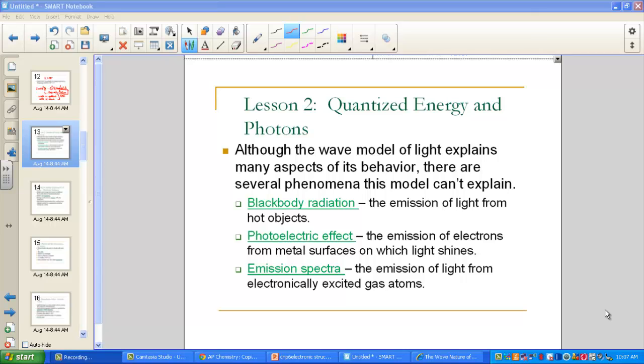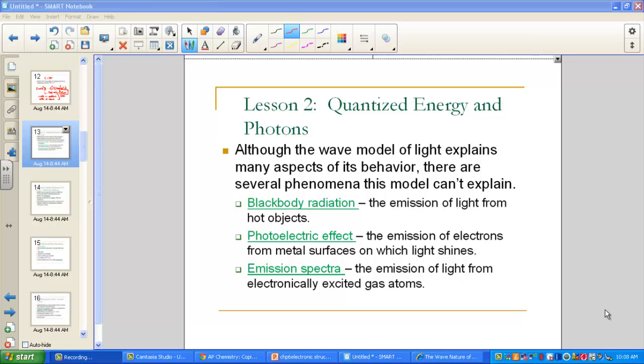In our next lesson, in our chapter on the electronic structure of atoms, we examine quantized energy and photons. The wave model of light explains many aspects of its behavior. There are several phenomena that this model just doesn't explain well. Three of these are particularly pertinent to our understanding of how this electromagnetic radiation and atoms interact.